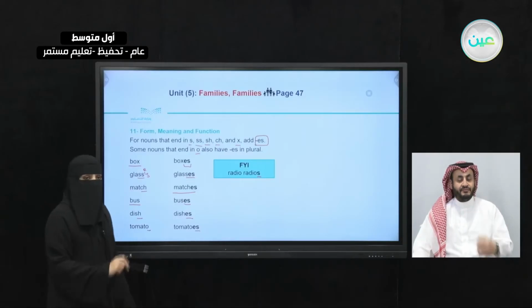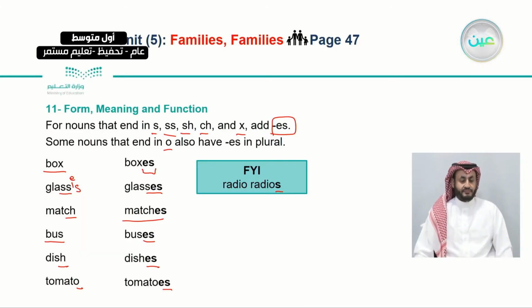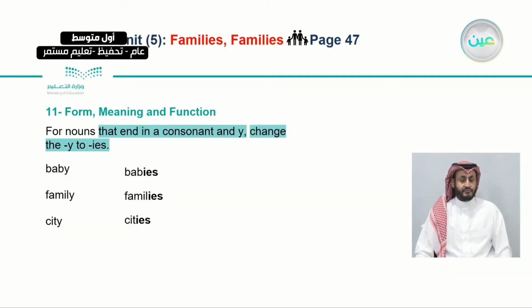I add an ES because the word ends with an O. Okay, again, let's have a quick review. For nouns that end in S or double S, SH, CH, and X, we add ES. Some nouns that end in O also have the ES in plural form. How was that? So far, so good? Okay, let's go to the next part.